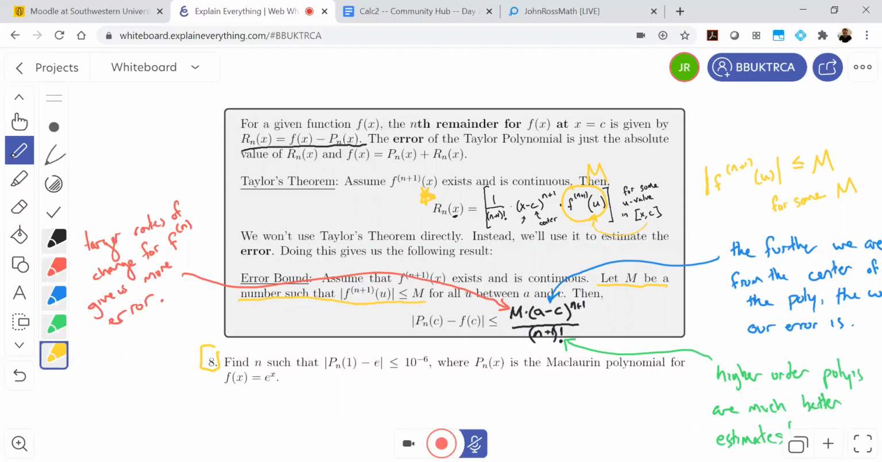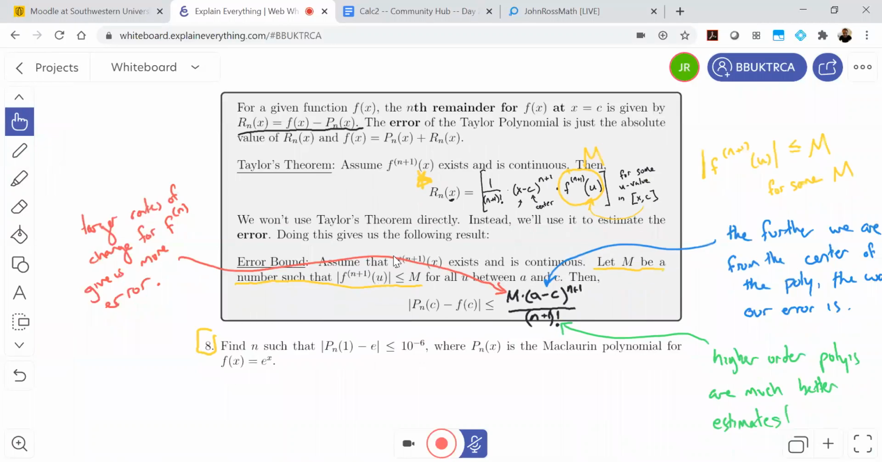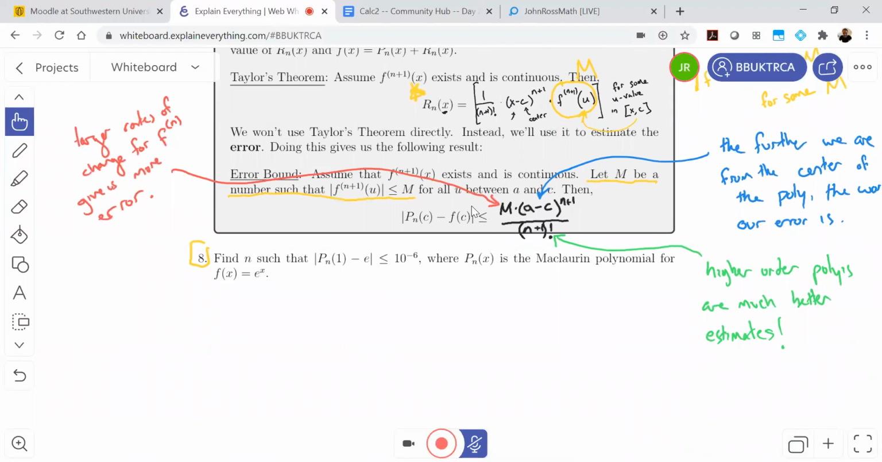So in essence, we can not ignore, but we can set aside and probably forget about forever until the next time I teach this class. We can forget about this particular remainder theorem and focus on this error bound down here. And that's where we really ended class last time. So that's what I want to return to.